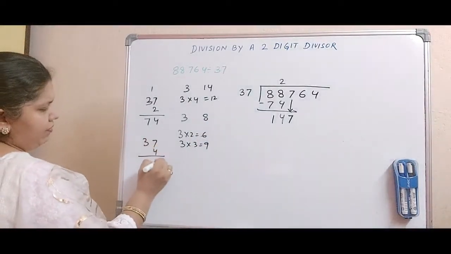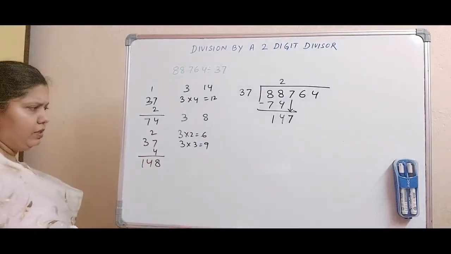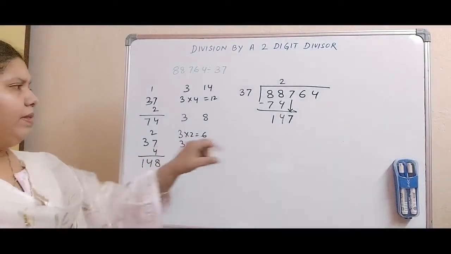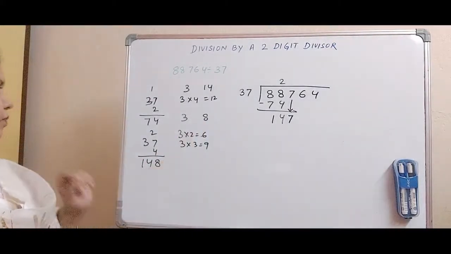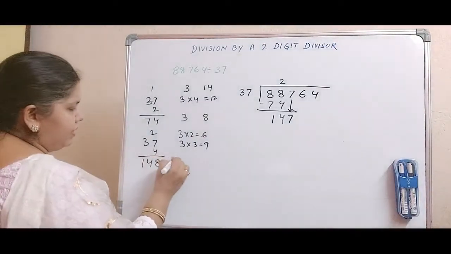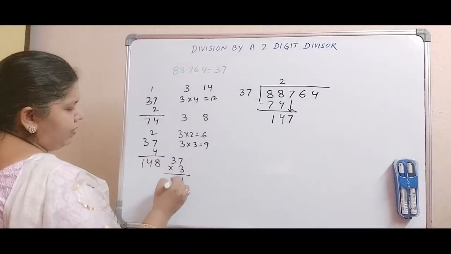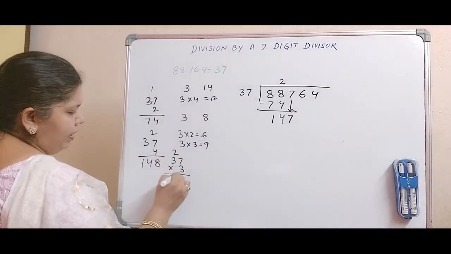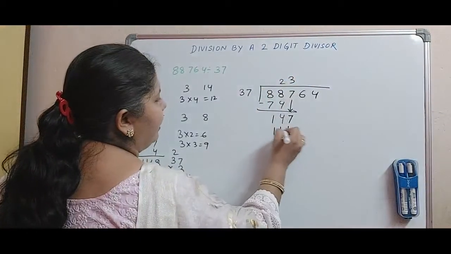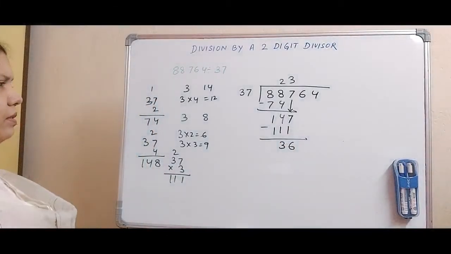How much will you get? 7 fours are 28. 4 threes are 12 plus 2, 14. So 148. But you see, 148 is more by 1 than 147, so you cannot take 4. In this case, you take just the previous number: 37 threes. 7 threes are 21, 3 threes are 9 plus 2, 11, 111. So 37 threes are 111. After subtraction you get 36.